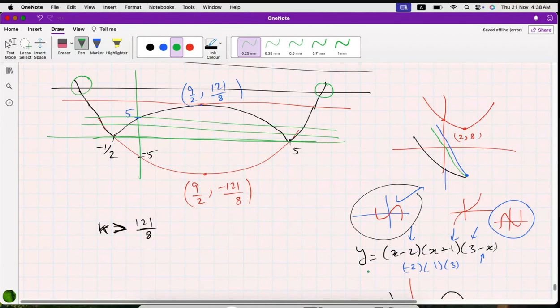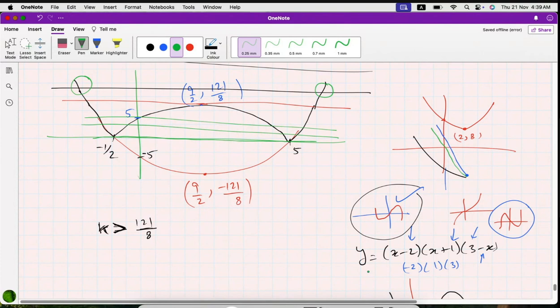Isn't it asking for the value of k? Yeah, that's the value. It is a range. When k is greater than 121 by 8, we have two solutions. It says find the values of k for which it has exactly two.